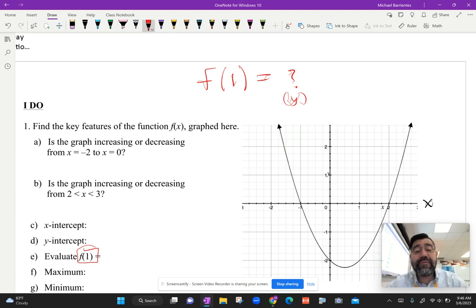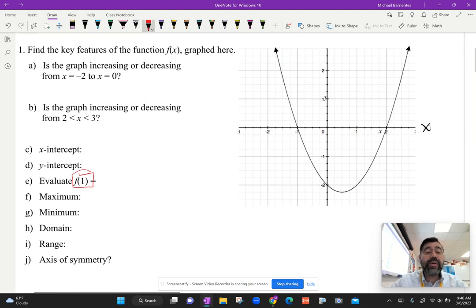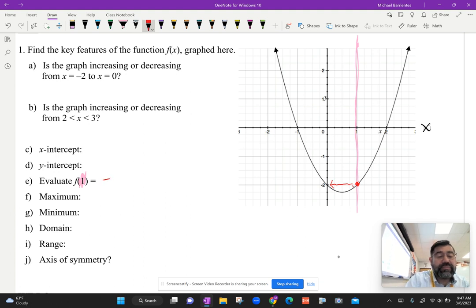So when it says evaluate f of 1, that means my x is 1. So this number right here, 1, is telling me I am looking at this when x is 1. What is the y value on the graph? In this case, the graph, because we're not given the equation. But what is the value of the function, in this case, the graph, at that point? Well, that would be this point right here, and the y value is -2.